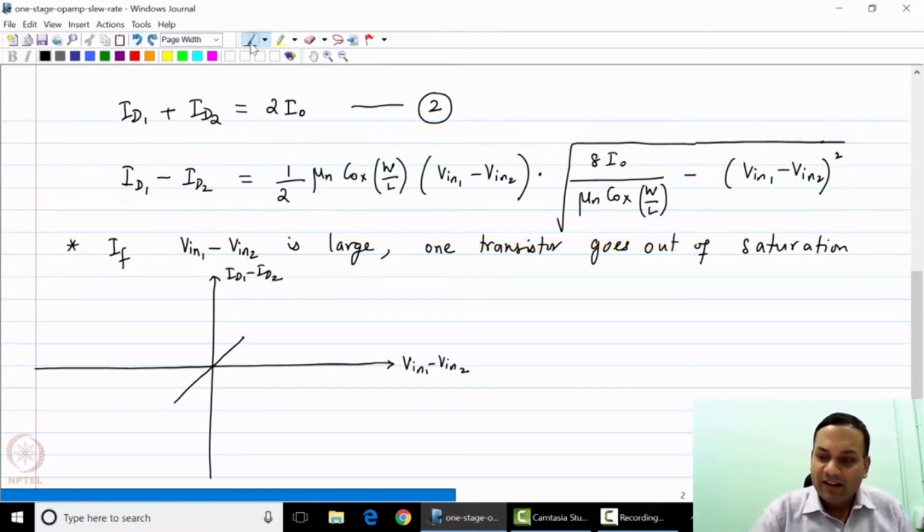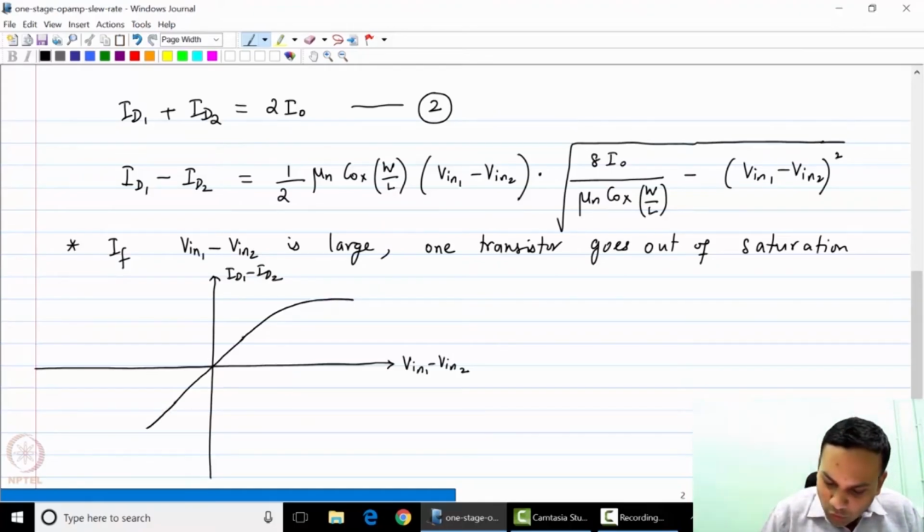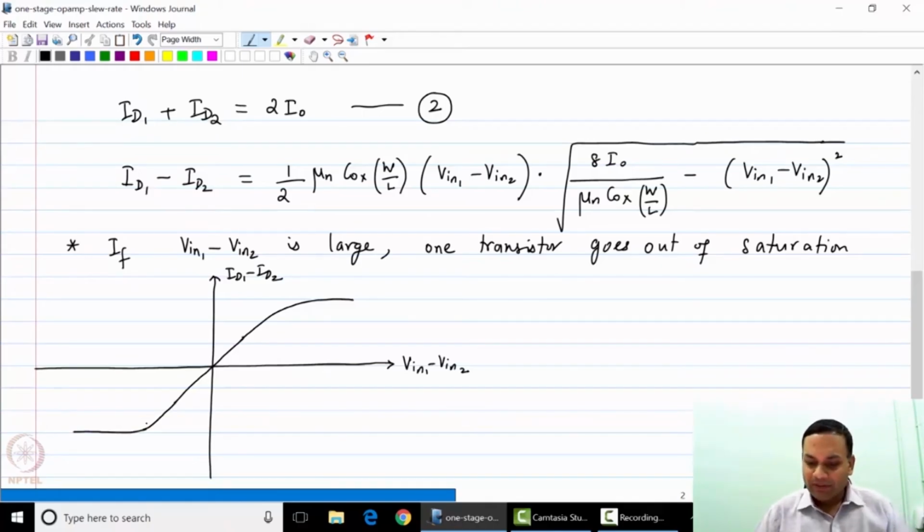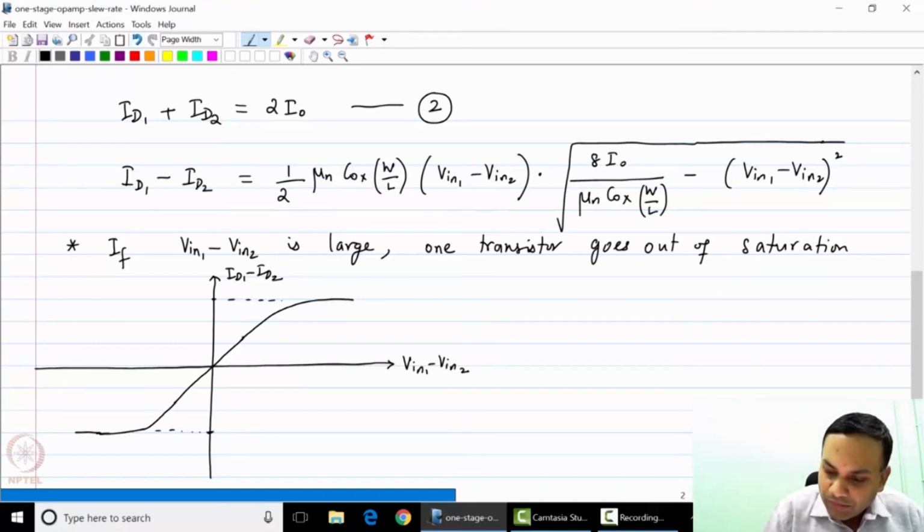If Vin1 minus Vin2 becomes large, it turns out that this particular relationship becomes non-linear in some manner that you can determine by plotting this curve. Now what we are interested in are a couple of points on this curve. So first of all, we are interested in finding out what value these 2 points are.